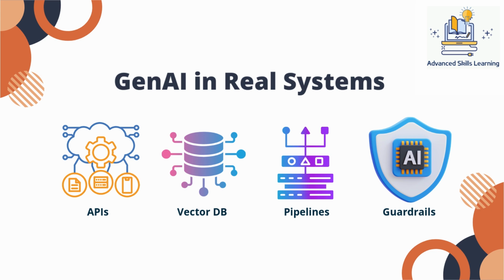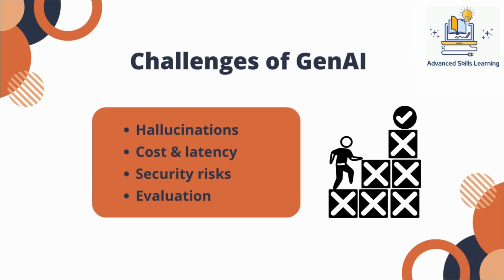In real-world production systems, GenAI is rarely used in isolation. It is typically integrated with APIs, vector databases, retrieval pipelines, monitoring systems, and safety guardrails. Designing these systems requires careful consideration of performance, cost, security, and reliability. A well-architected GenAI system is as much about system design as it is about the model itself.